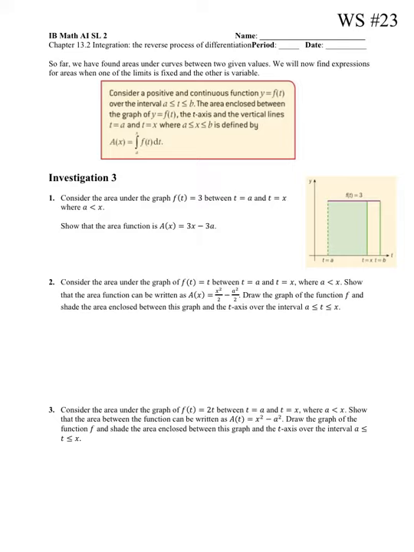Whenever we're doing integration by hand, we want to say that we're undoing differentiation, or doing the opposite of differentiation. That is the best way to think about it. So this first problem says, consider the area under the graph f of t equals 3, and it has a picture of the graph drawn to the right. Between t equals a and t equals x, where a is less than x, show that the area function A of x is equal to 3x minus 3a.